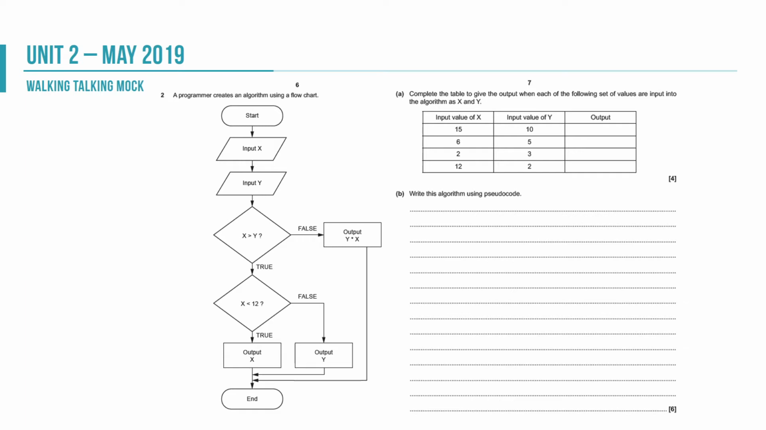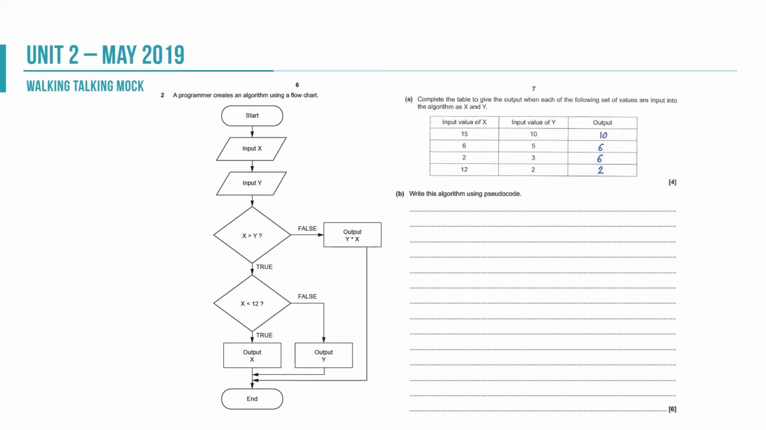This one should be fairly straightforward. You're given the numbers, you just need to check, is 15 greater than 10? Is 15 less than 12, for example? And the answers there are 10, 6, 6, and 2.